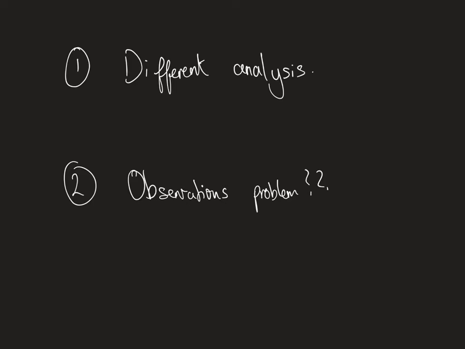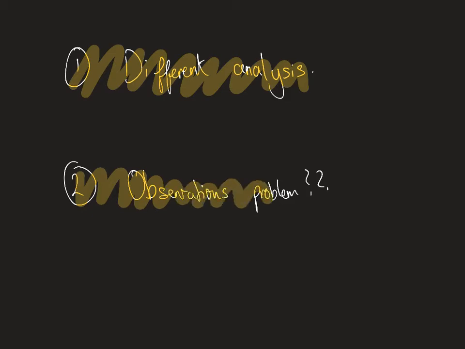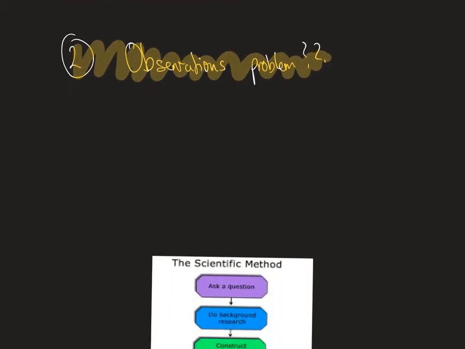Hope everyone's well. So, we're on part 2 now of the philosophy of science. And in this part, we said we were going to talk about different analysis and the observation problem, where people say that science is a fact because we observe things and observations don't change. So, let's take them one by one. And let's go through different analysis first.